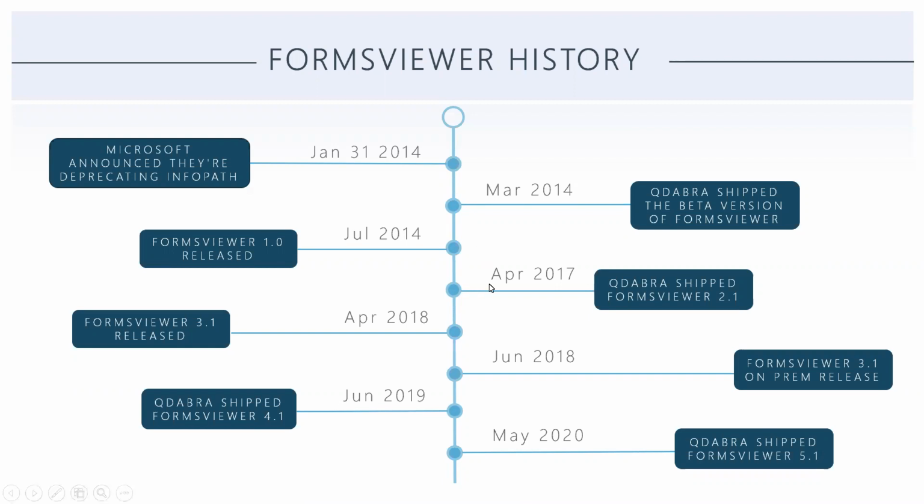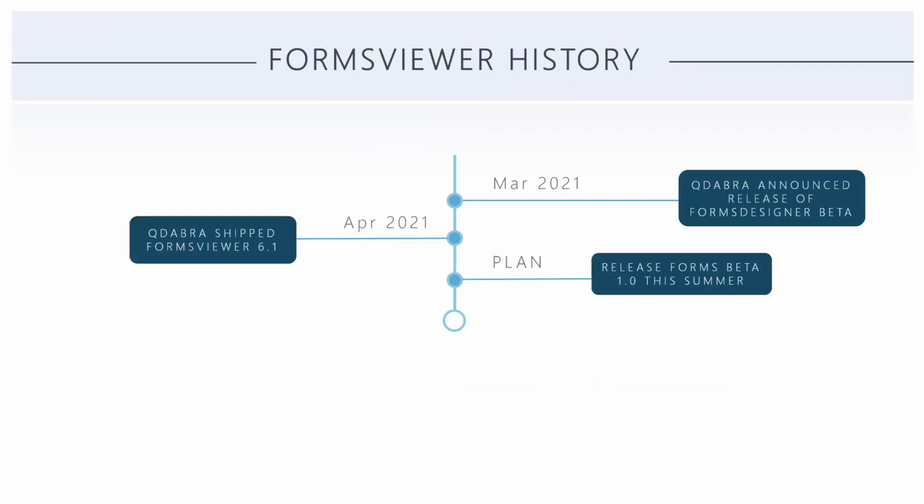And then in 2019, we shipped 4.1, which contains some of the latest features that you may have right now. And then in May 2020, last year, we shipped 5.1, which contains a lot of features like the toggleable anonymous mode. We also support PDF generation and enhancements of UI usability.